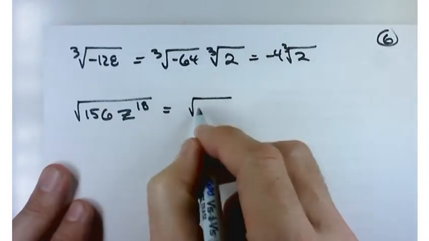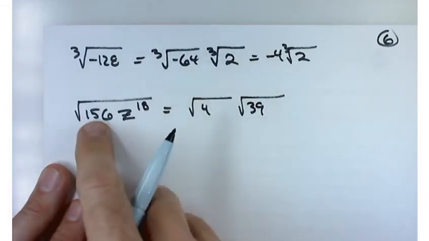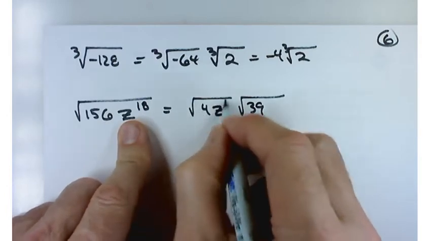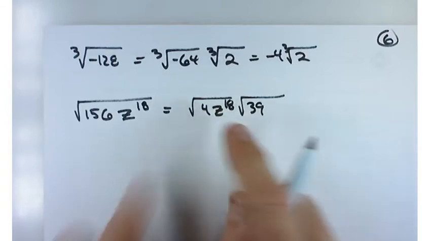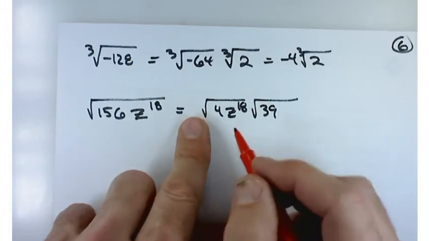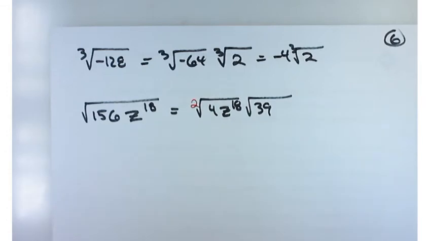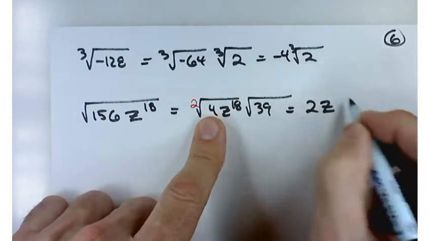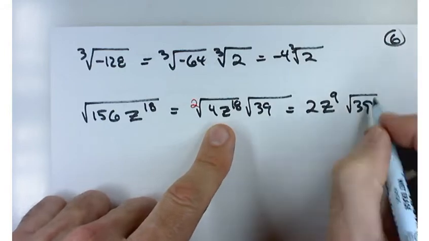So I'll rewrite this as a 4 times 39, which is going to give me 156. Z to the 18th is going to go here, because that's a nice perfect square. Z to the 18th is divisible by this number out in front of the radical. What number is that understood to be, even though I didn't write it? 2. 18 divided by 2, hey, we're in good shape. So that'll be 2. Z to what power? Z to the 9th times the square root of 39.